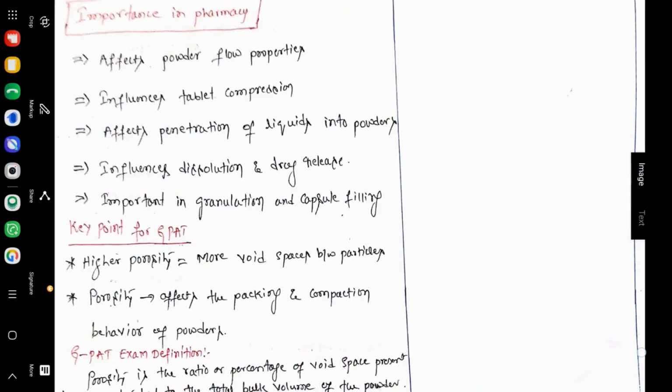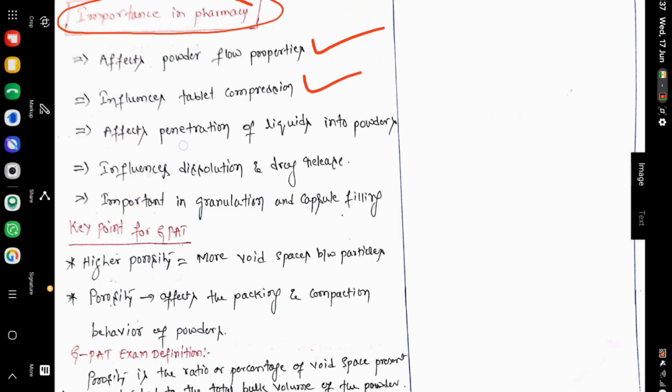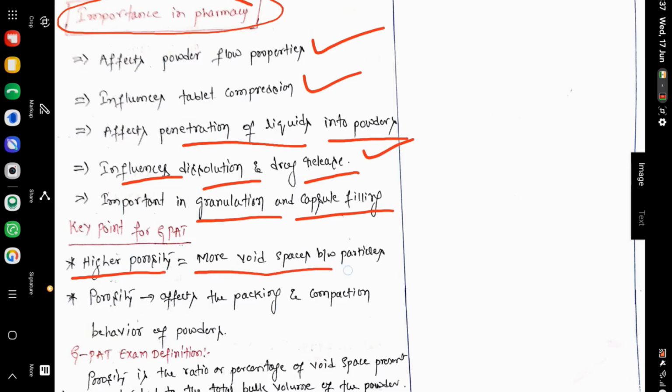Now, the importance of porosity in the manufacturing of pharmaceutical products. It is going to affect the powder flow properties. It influences tablet compression, and it affects the penetration of liquid into powders. It influences dissolution and drug release. It is important in granulation and capsule filling. The higher the porosity, the more void spaces between the particles. So porosity is going to affect the packing and compaction behavior of the powders.